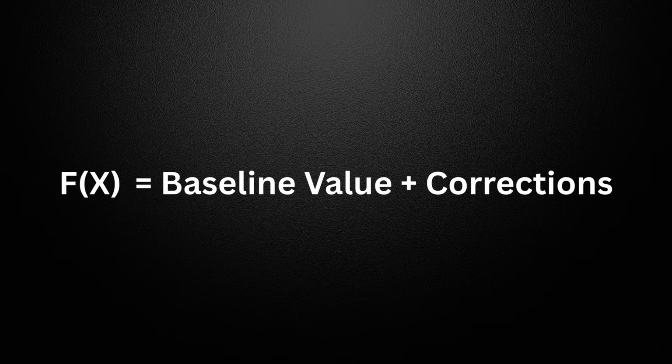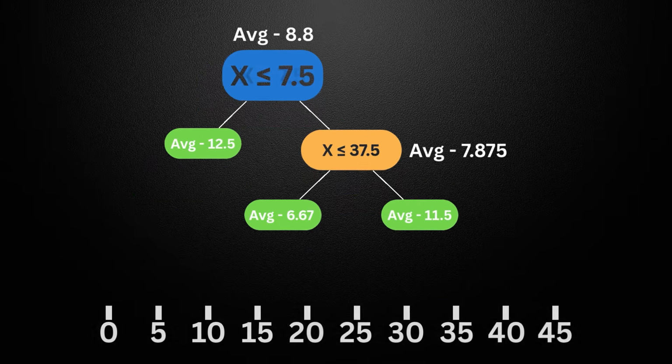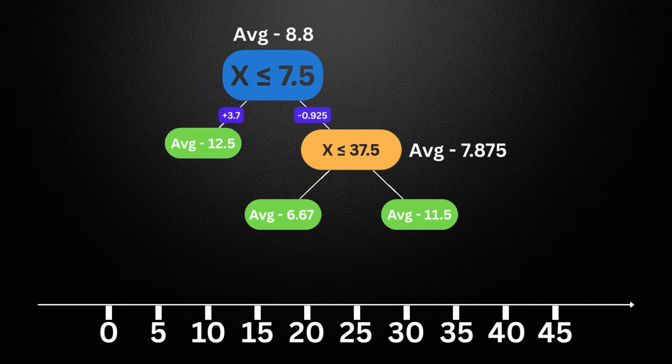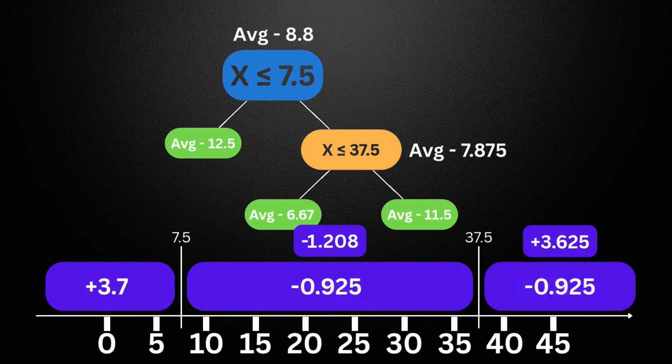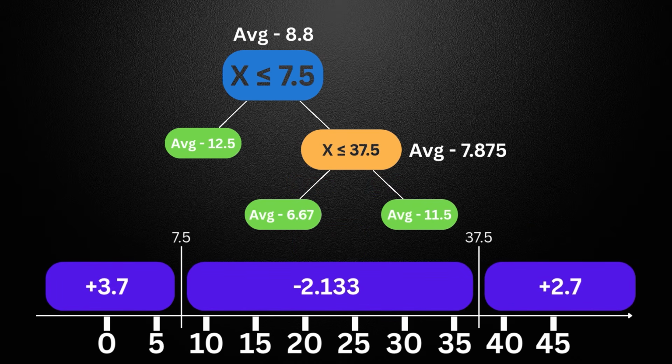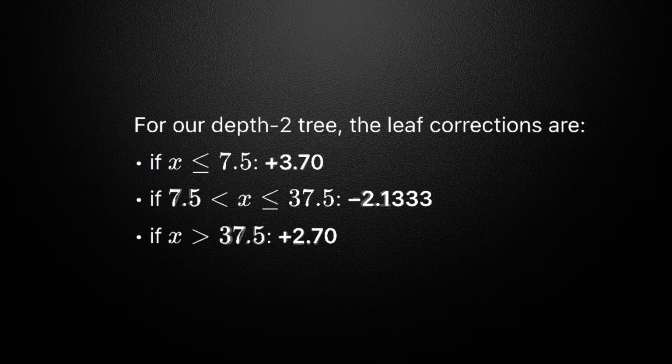In our case, the function of x is to start with the baseline, where the mean is 8.8, and then send x down the tree to a leaf and read off that leaf's correction, and add that correction to the baseline. For our depth 2 tree, the leaf corrections are shown here, and you can see how it traverses this tree to calculate the final value. This calculation we went over is the no shrinkage version, where each tree's correction is added at full strength.